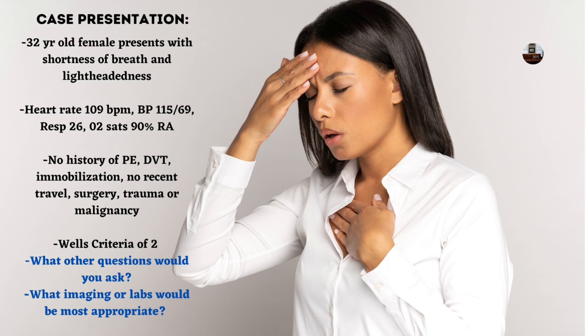Let's take a look at this case presentation of a 32-year-old female who presents with shortness of breath and lightheadedness. Just looking at the screen, a few things hit my eyeballs. We have tachycardia, tachypnea, hypoxia, and Wells criteria of 2. I don't know if you're thinking what I'm thinking, but let's keep going. And what other questions would you ask?